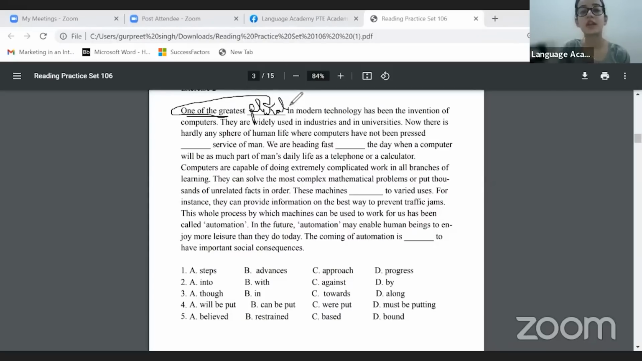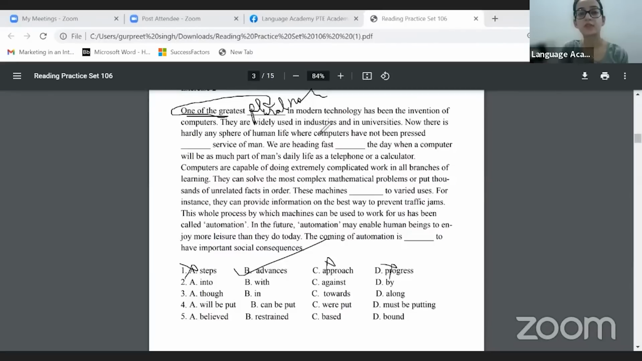So a singular can never be the answer in this case. After "one of the", always comes a plural noun, and this blank comes in the exam 150%. So "one of the advances", because approach is singular, progress is singular, and the invention of the computer is not a step, it's an advancement. So we'll go with advances.